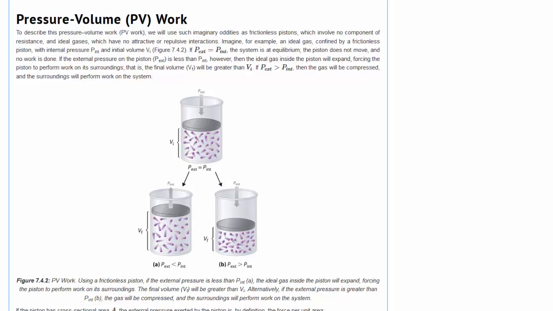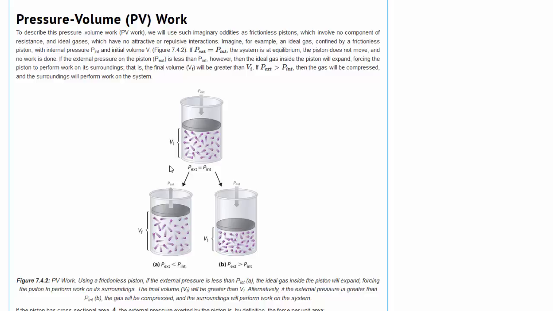Now, if we're talking about pressure volume work, what we have are these frictionless pistons, which of course don't exist in the real world, but they simplify our problem. We've got ideal gases here underneath the frictionless pistons. So if the pressure of the gas under the piston is the same as the atmospheric pressure pushing down on the piston, the system is at what they call equilibrium. There is no work being done.